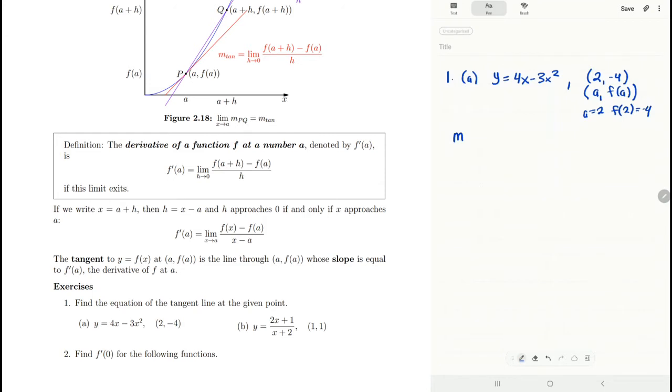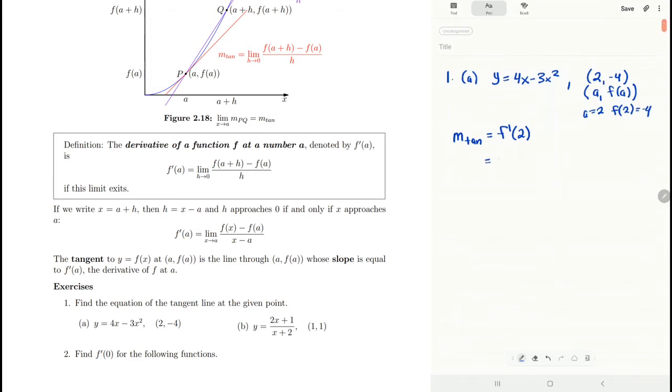So there are two things that we need in order for us to calculate the equation of the tangent line. We need the slope of the tangent line as well as any point that lies on the line. We are already given that (2, -4) is the point on the line, and so all that's left is to calculate the slope of the tangent line. To find the slope of the tangent line, we want to find the derivative of f at the number 2, since our a value is 2.